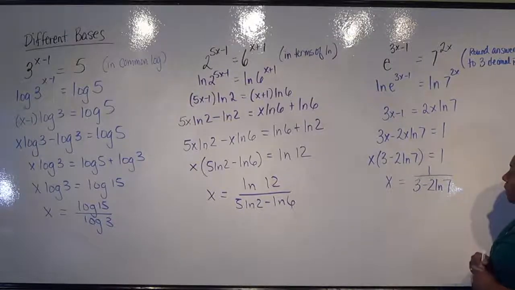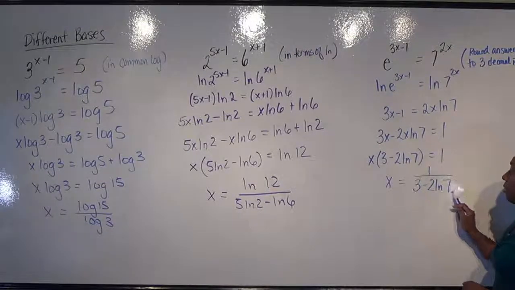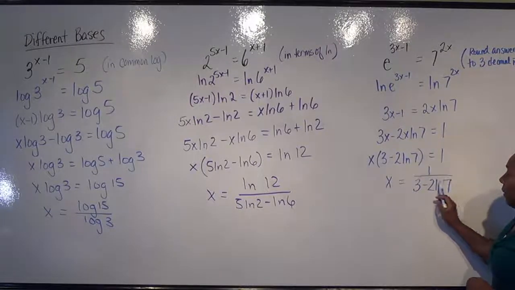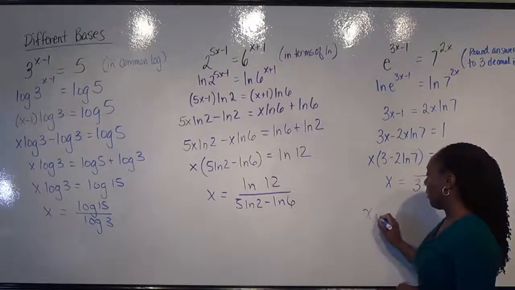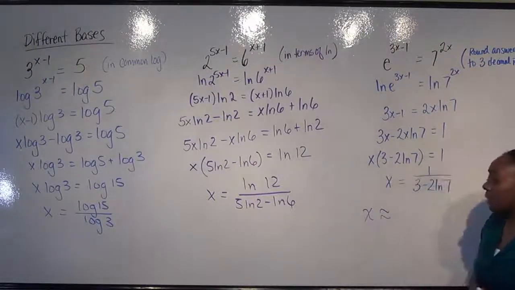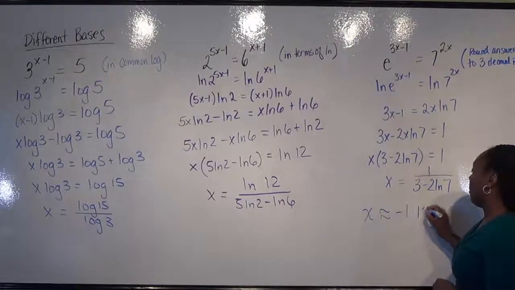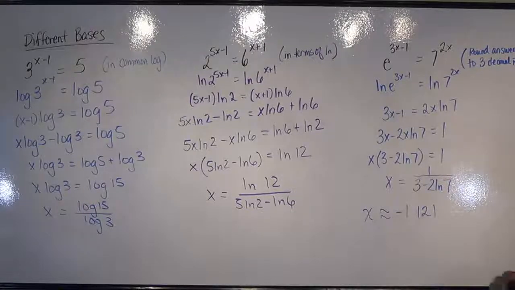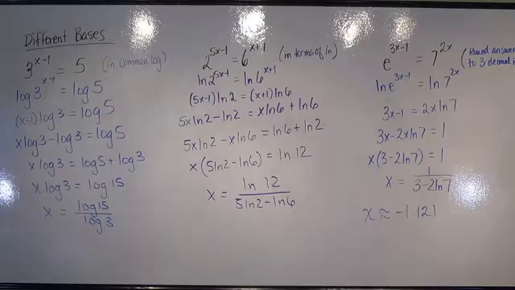Now at this point, again, we're going to plug into the calculator. Again, you've got to be careful how you plug this in. You're definitely going to need some parentheses. So 1 divided by that group, and then do your 2 ln of 7 in there, however that calculator requires you do that. And when I do that, I'm going to get approximately negative 1.121. Okay? And again, the approximate symbol because I'm rounding, and it's not an exact answer.